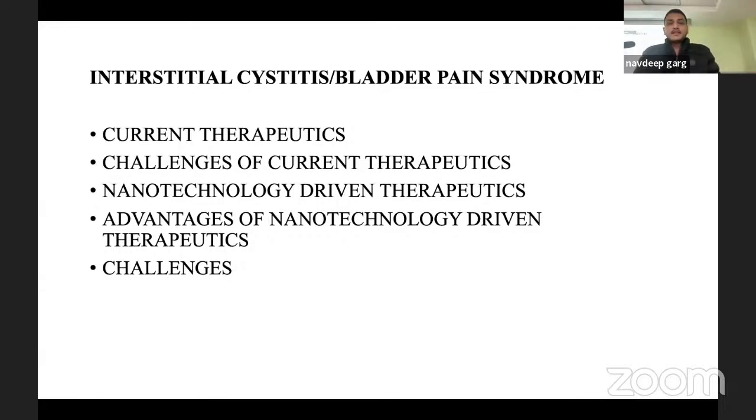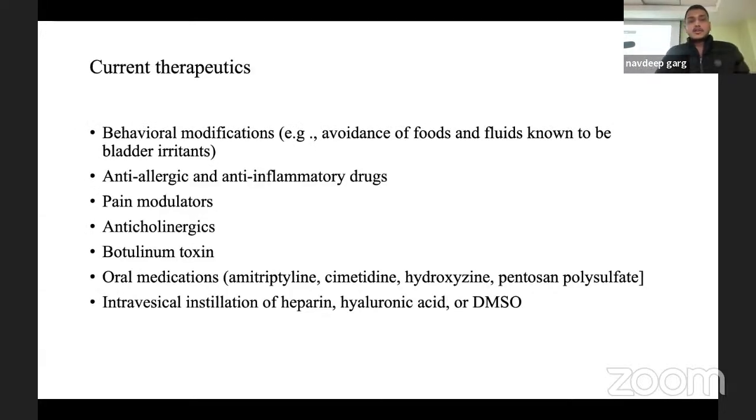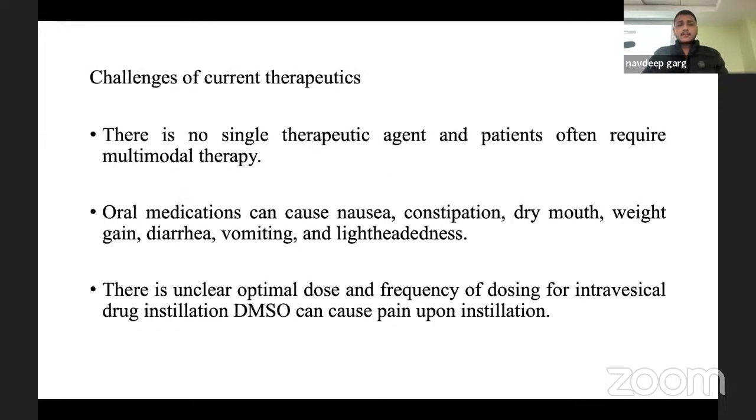Coming to the next disease, interstitial cystitis, the current therapeutics, as we all know, are behavioral modifications, anti-allergic and anti-inflammatory drugs, pain modulators, anticholinergics, botulinum toxin, and oral medications. The challenge with the current therapeutics is that there is no single therapeutic agent, and patients often require multimodal therapy. Oral medications can cause nausea, constipation, dry mouth, weight gain, diarrhea, vomiting, and lightheadedness. There is an unclear optimal dose and frequency of dosing for intravesical drug instillation, which can cause pain upon instillation.